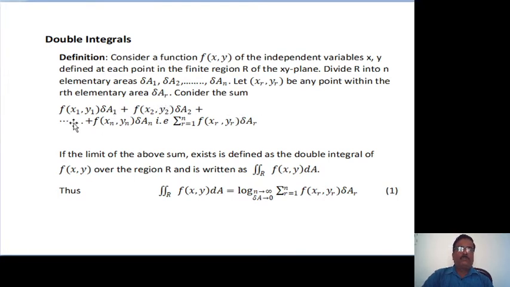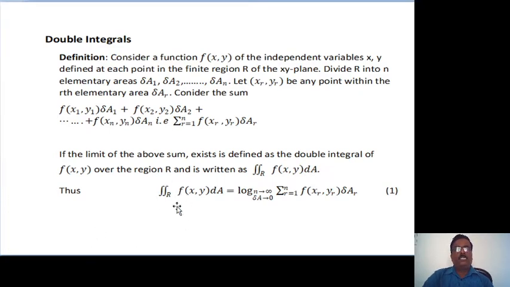Now consider the sum f of x1, y1 delta A1 plus f of x2, y2 delta A2 plus and so on up to plus f of xn, yn delta An. In summation form we write this as summation from r equals 1 to n of f of xr, yr delta Ar. Now if the limit of the above sum exists, then it is defined as the double integral of f of x, y over the region R and is written as double integral over the region R of f of x, y dA.